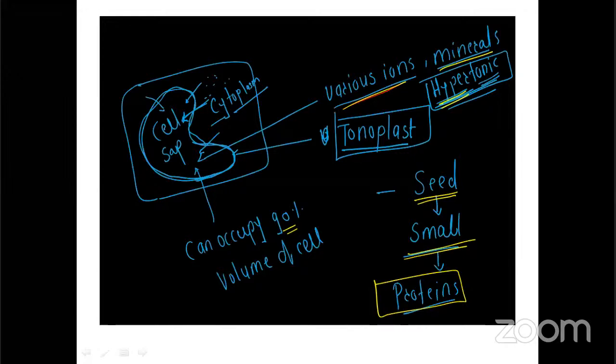Write on next line. Vacuoles are bound by a semi-permeable membrane called tonoplast.